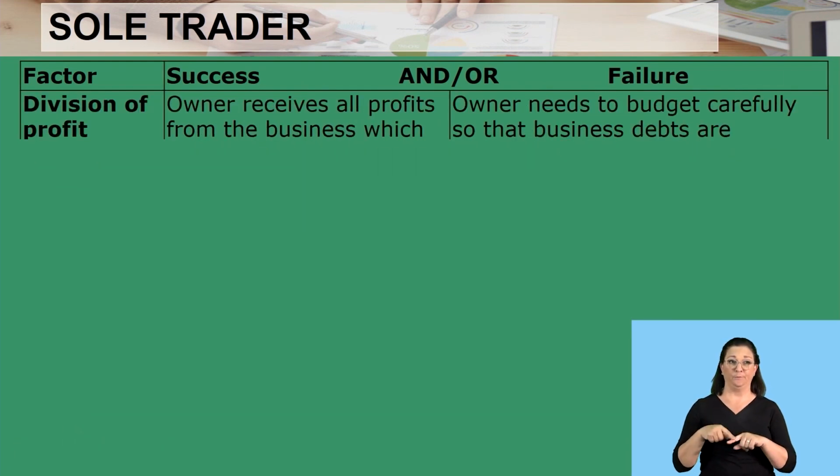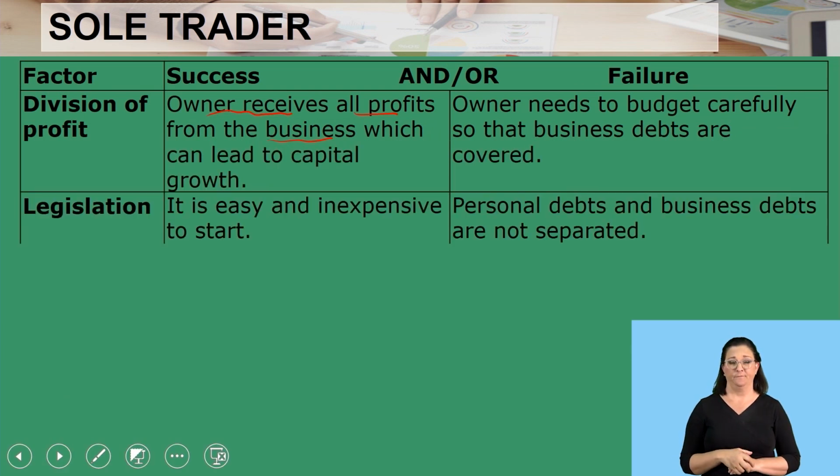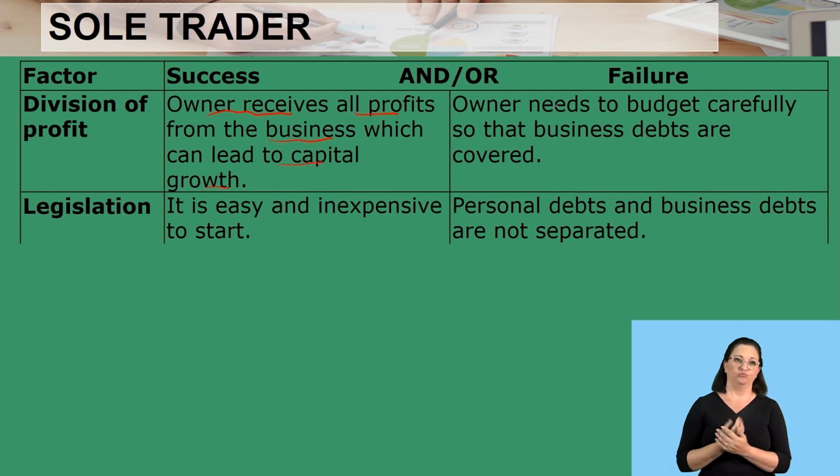Now looking into how profit is divided. For the sole trader as a business owned by one person, it becomes very clear. The success is that the owner receives all profits from the business, which means they don't have to share with anyone. So that is the advantage there. It can lead to capital growth. But looking into the failure, the owner needs to budget carefully so that the business debts are covered.